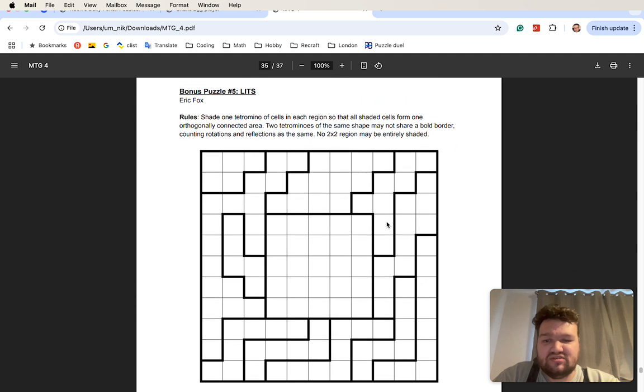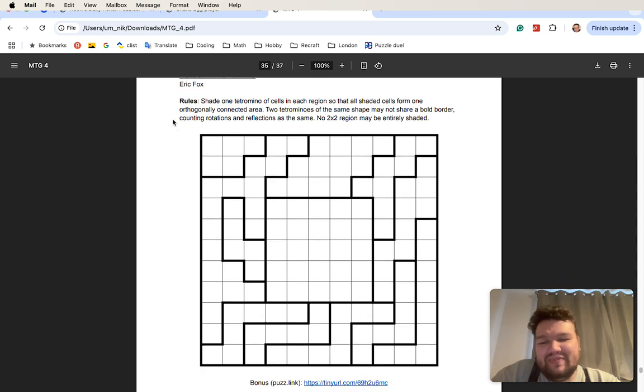And the last bonus puzzle for this month and also for this video, bonus puzzle number 5, Leads by Eric Fox. That's a genre we haven't seen, but it is one of the very popular genres, so I know something about it. The rules: shade one tetromino of cells, so a connected figure of 4 cells in each region, so that all shaded cells form one orthogonally connected area. So if we look at all the shades in the whole picture, they must be all connected.